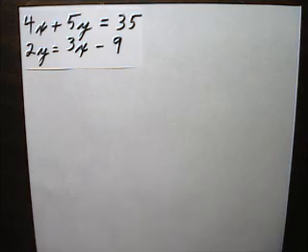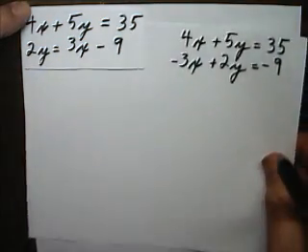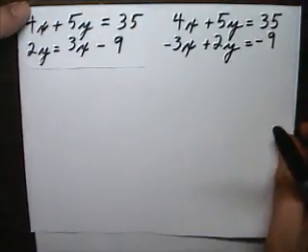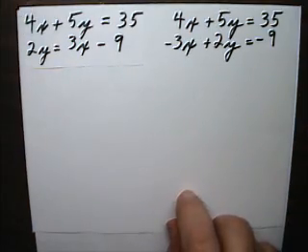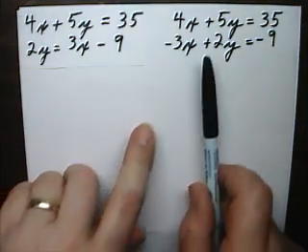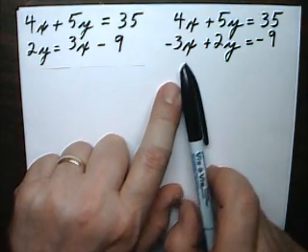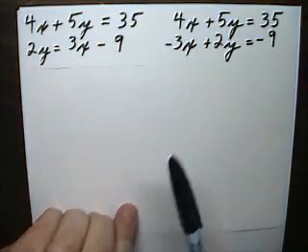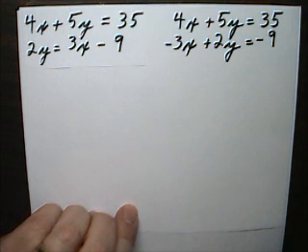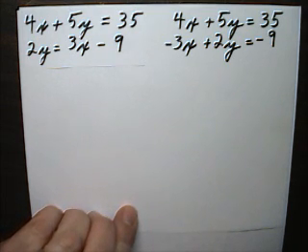We'll subtract 3x from both sides to get these two equations looking more similar, and the first equation is exactly the same, and I've subtracted 3x from both sides of the second equation to get minus 3x plus 2y equals negative 9.